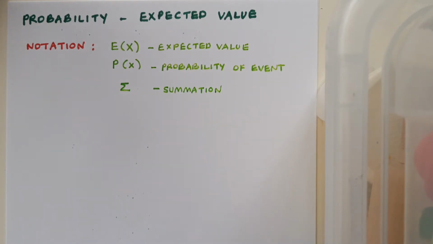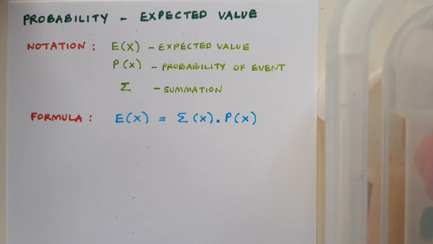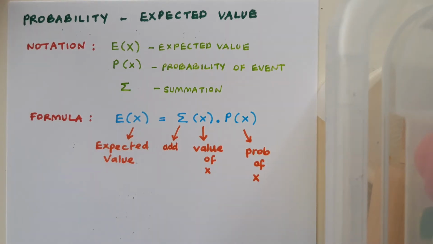Sometimes it's called summation. We're going to be using a formula in this video, and the formula is the formula for expected value. And the formula for expected value is summation x times probability of x. So in summary, the expected value formula tells us to add up all the values of x multiplied by their probabilities.